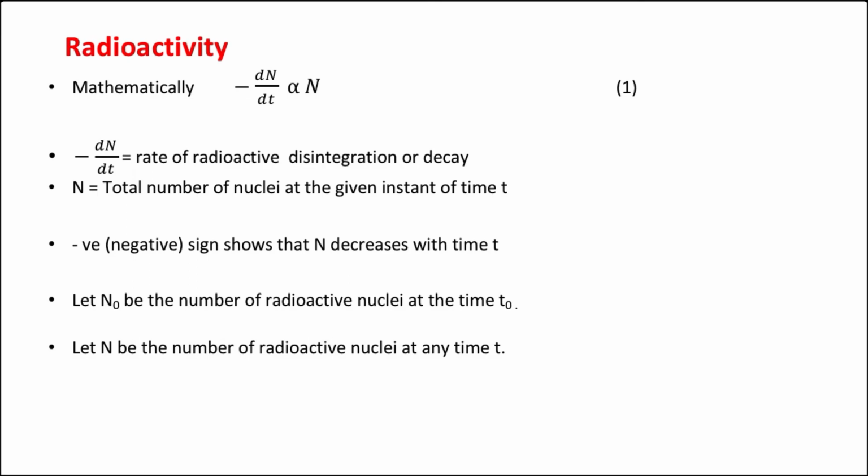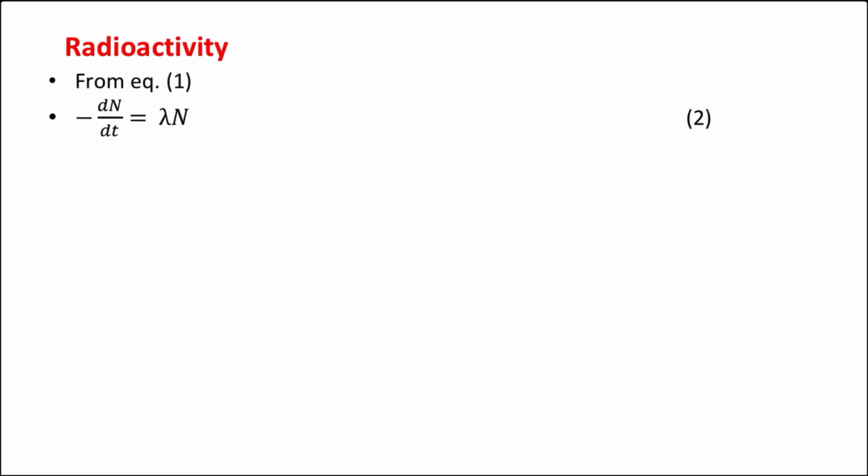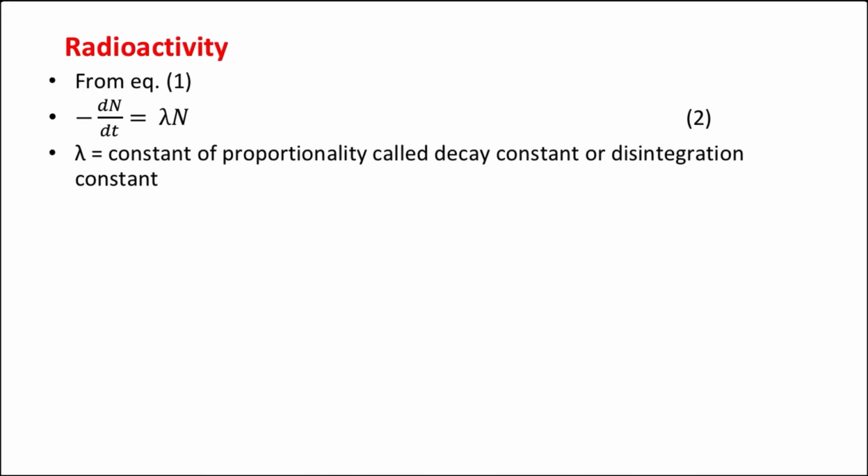Let capital N be the number of radioactive nuclei at any instant of time t. Now from equation 1, we have seen that the rate of radioactive disintegration is proportional to the total number of nuclei present. If I want to remove the proportionality sign, I will introduce a constant. In this case, the constant is lambda. So I can write equation 1 as minus dN upon dt is equal to lambda into capital N. This is our equation 2.